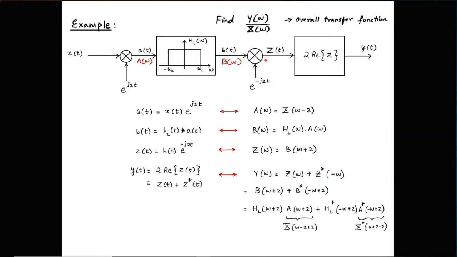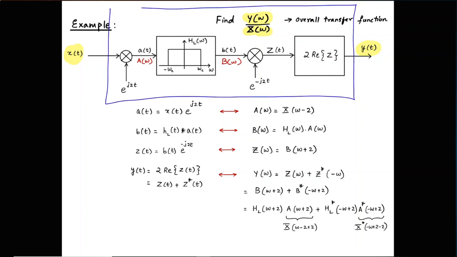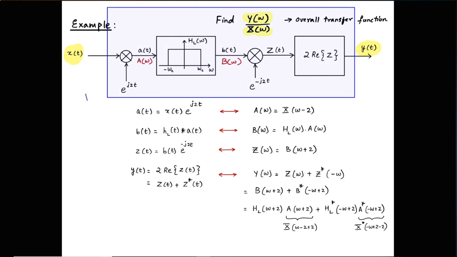Our goal for this example is to find the overall transfer function. So here is the input, here is the output, and after you divide the Fourier transform of the output by the input, you get your overall transfer function, y of omega divided by x of omega, which is essentially like saying, if you treated this entire thing as one block, one filter, we are saying that the transfer function of that is h of omega, right?